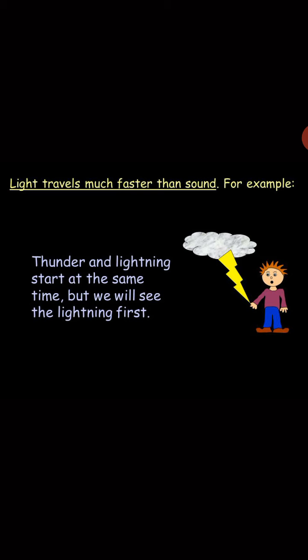The speed of light is very fast. It is faster than sound also. One example for this is when there is lightning during the rainy season. When there is lightning in the sky, you will first see the lightning and then you will hear the thundering sound. This is because light travels faster than sound. So lightning is seen first and then the sound of thunder is heard.